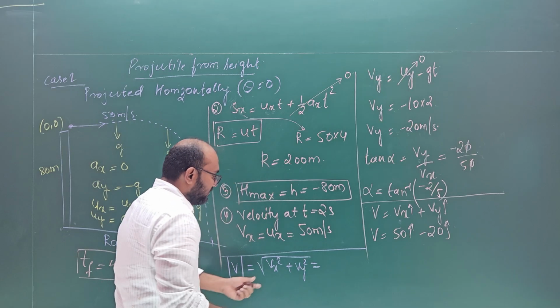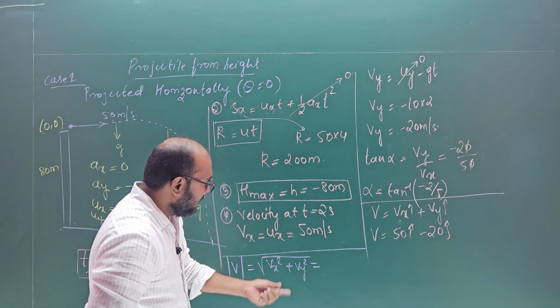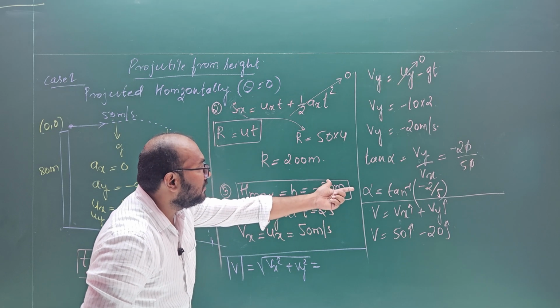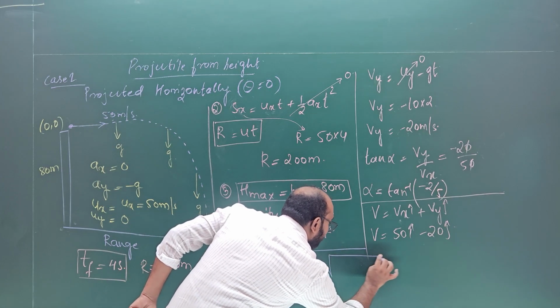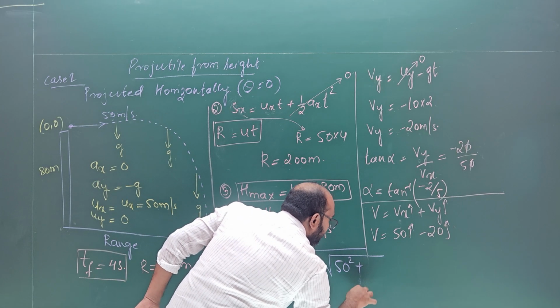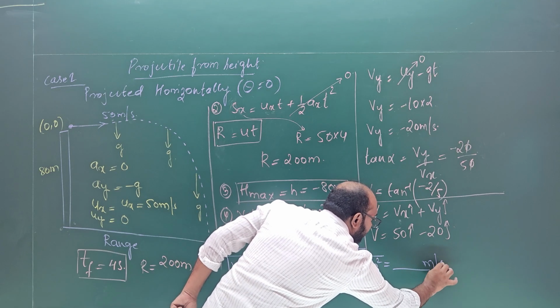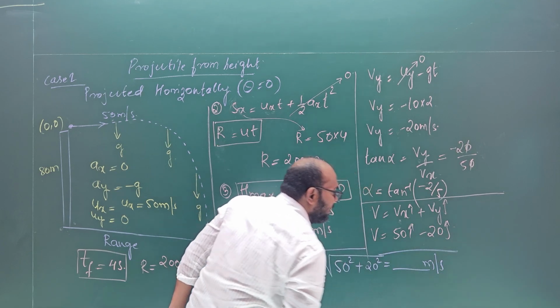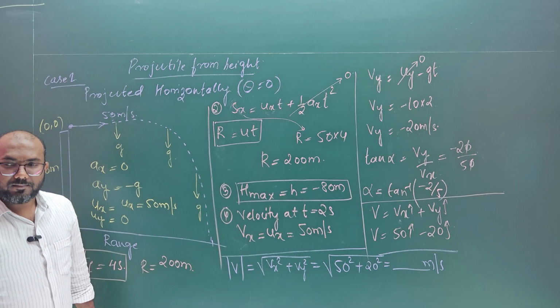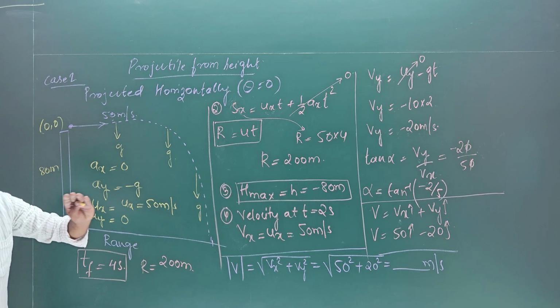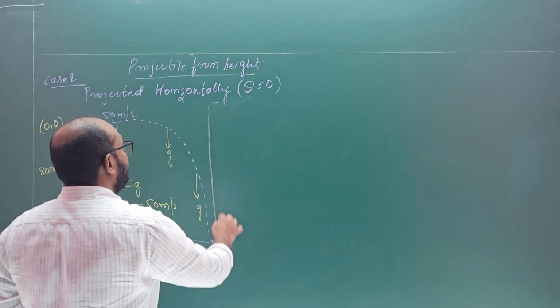And this can be written as Vx square is how much? 50 square. And Vy is nothing but 20. So under the root of, can I say 50 square plus 20 square. Solving this will provide you the velocity at that particular point. That means speed. Can I say that? Now you can write. Okay, shall I?